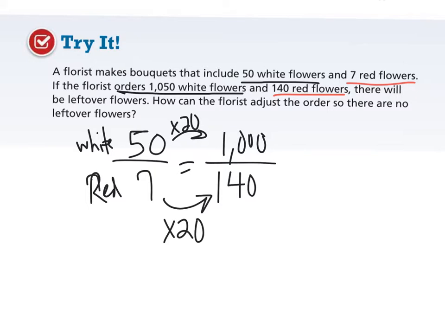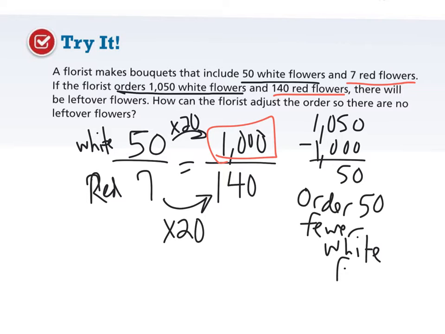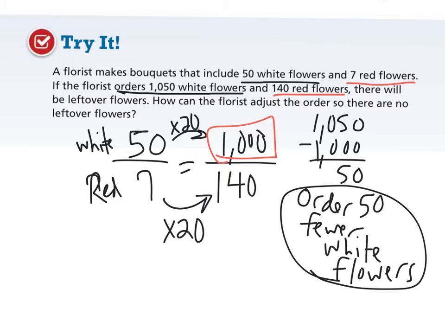So we could adjust the order if we haven't gotten these roses already. If we'd get 1,000 white roses instead of 1,050, so just to show our work here, 1,050 minus 1,000 is 50. So we could order 50 fewer white flowers. That would be one way to do this problem.